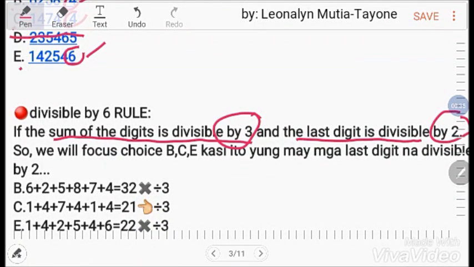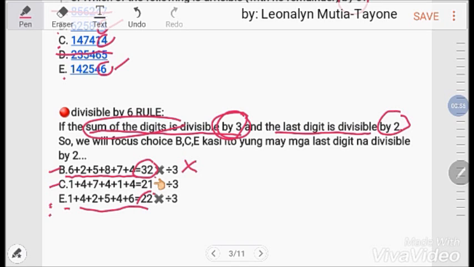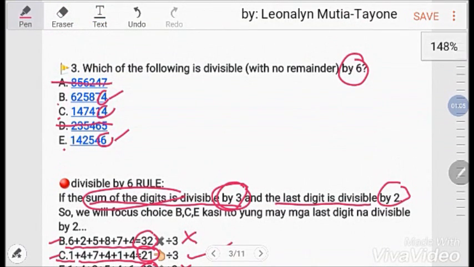Next, kapag itong lahat ng sum of the digits is divisible by 3, i-add natin yung sa B, C, E. I-add natin yung mga digits niya, 32. 32 is not divisible by 3. Itong letter E, i-add natin lahat, 22 is not divisible by 3. Ang C, i-add natin lahat, 21, it is divisible by 3. So, ang sagot is letter C.